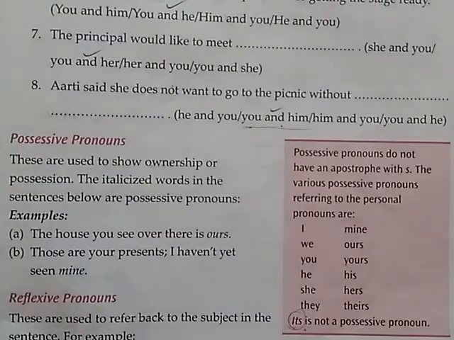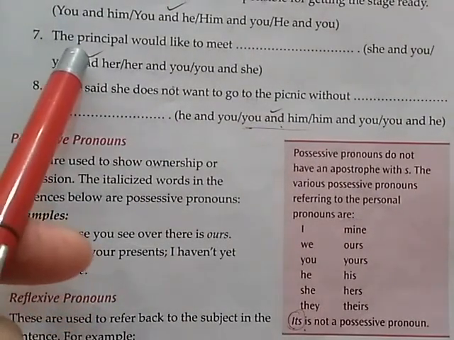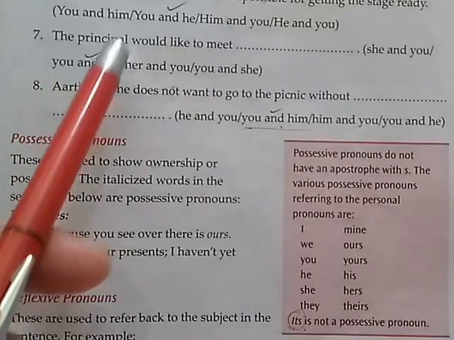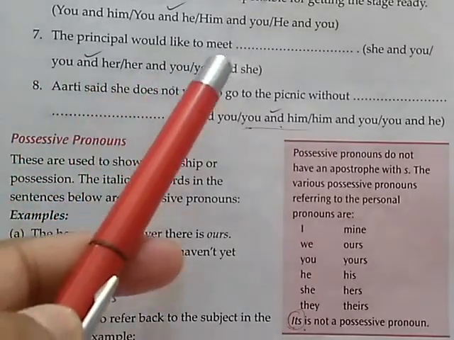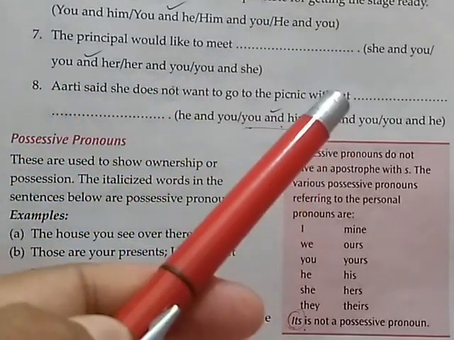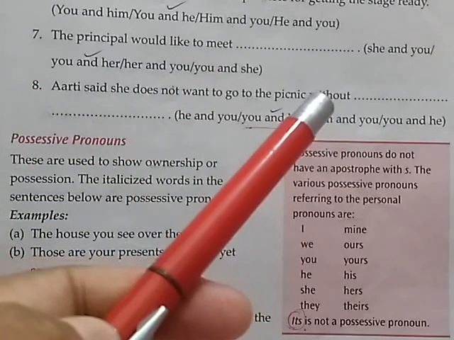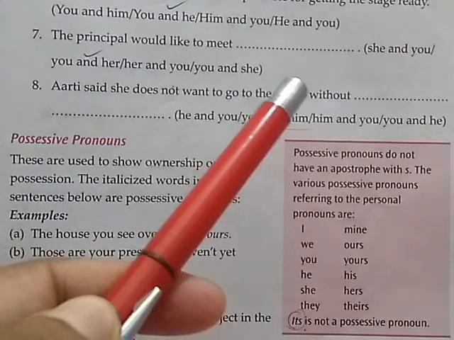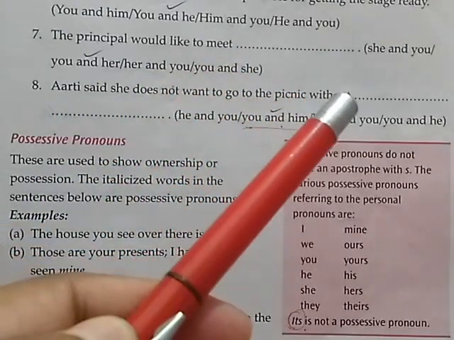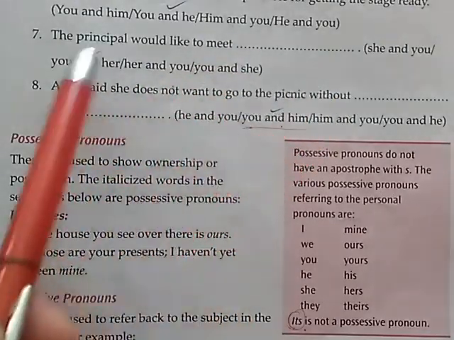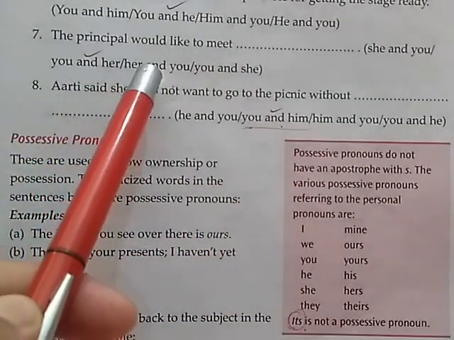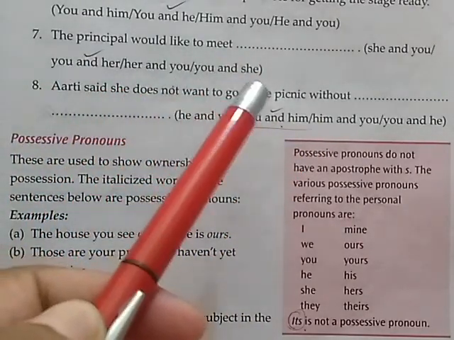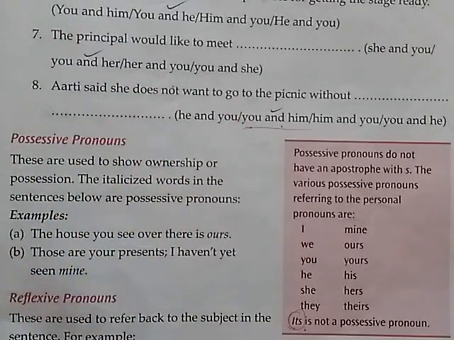You can see one more example. The seventh one you see, it is from another text. The principal would like to meet dash. The object place we have to fill. The principal would like to meet dash. Options are given here: she and you, her and you, and you and she. You can just analyze which one will be correct.